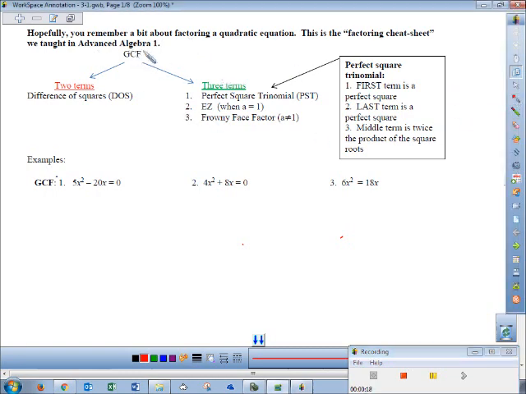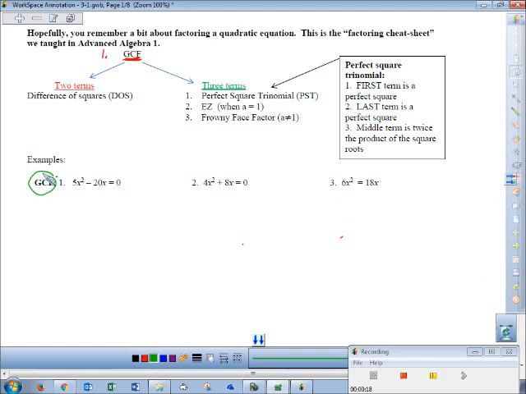So this is what we did in Advanced Algebra 1. We called this the factoring cheat sheet. The first thing you look for every single time when trying to factor a quadratic equation is if there's a greatest common factor. And then after that, if you've taken out a GCF, or maybe there isn't a GCF, you check: is there 2 terms or 3 terms in this quadratic equation? If there's 2 terms, it could be a difference of squares, which we'll talk about later. With 3 terms, we talked ourselves through the perfect square trinomial, if it's easy factoring, or if it's frowny face factoring.